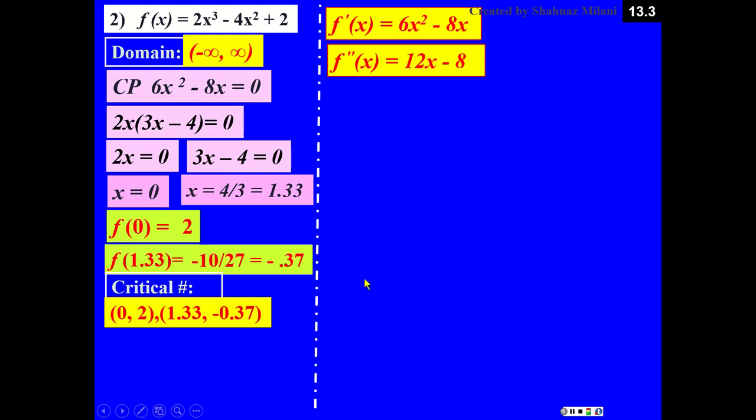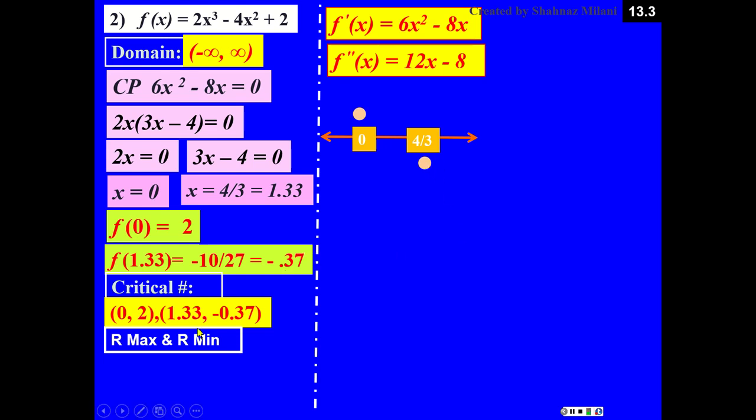Then, draw the line. Label your critical points. X is 0, my y is 2, plot the point above your line. X is 1.33, my y is negative, plot the point below.